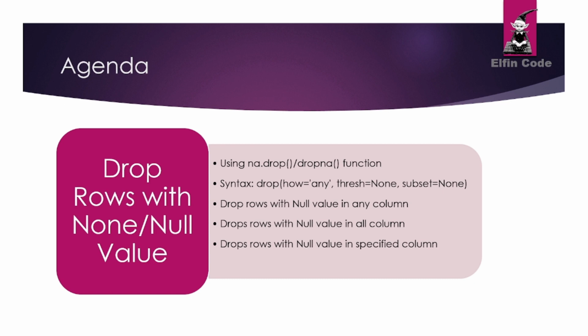So in this video we will see how we can drop rows with null value in any column, drop rows with null value in all columns, and drop rows with null value in specified columns. These three we are going to see in this video. So let us begin with the practical.